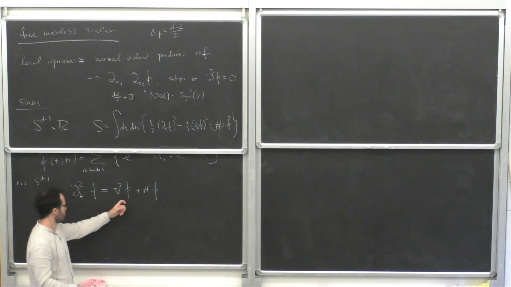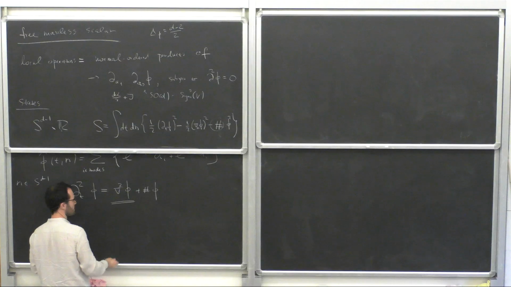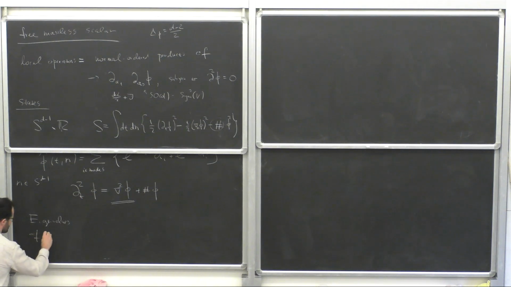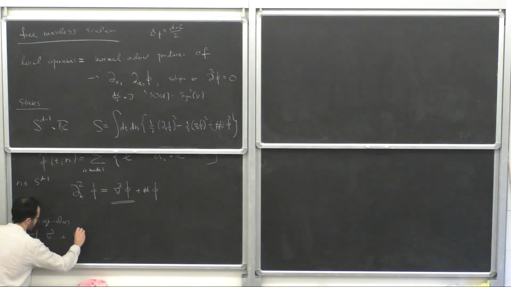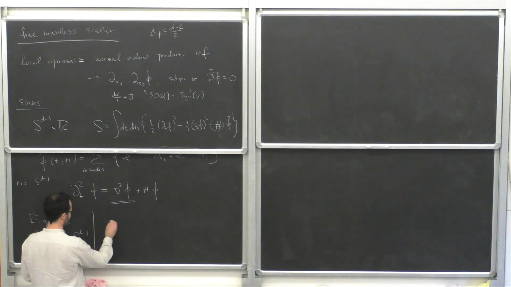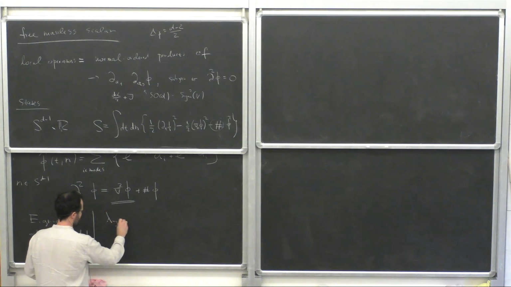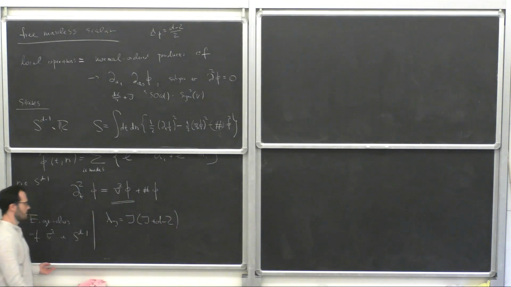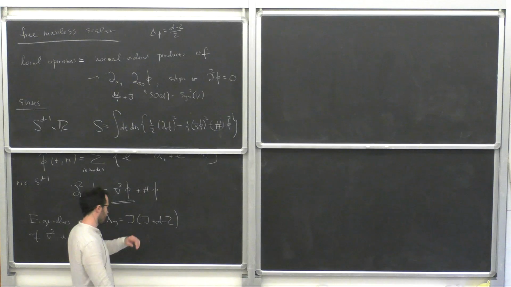So to find the modes, we need to diagonalize the Laplacian on the sphere. Well, what are the eigenvalues and eigenvectors of the sphere Laplacian? You may know the answer to this. I will not really explain why the answer is like this, but this is the answer. So the eigenvalues are j times (j + d - 2).